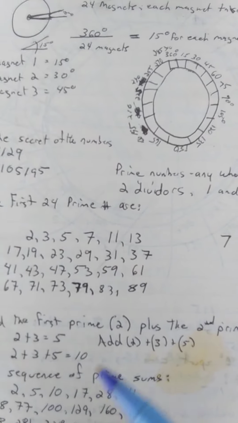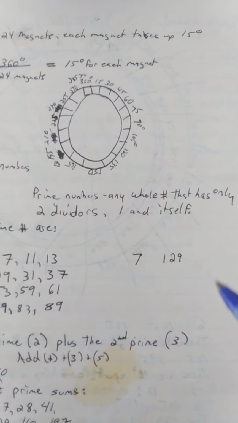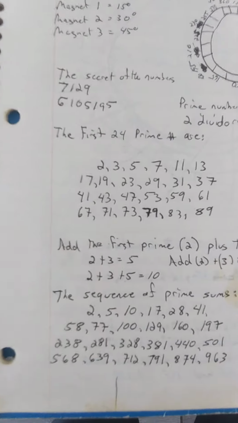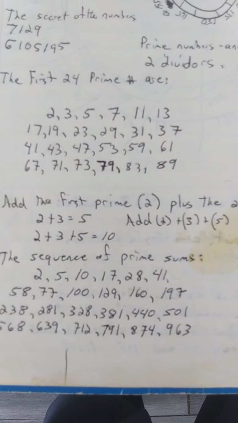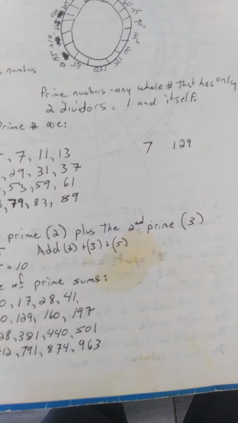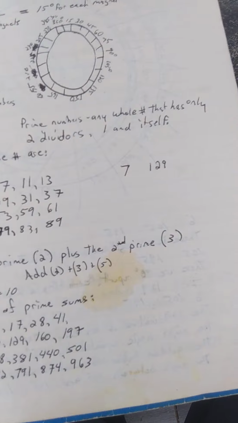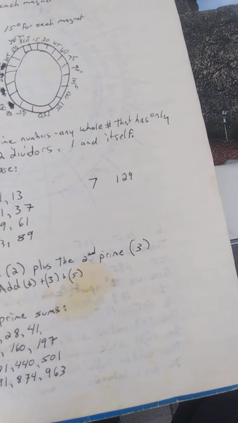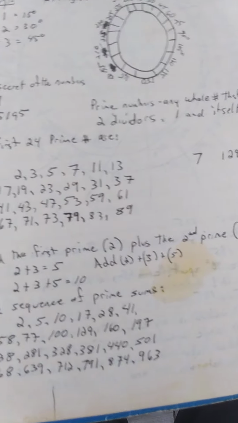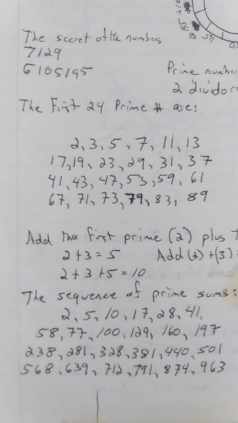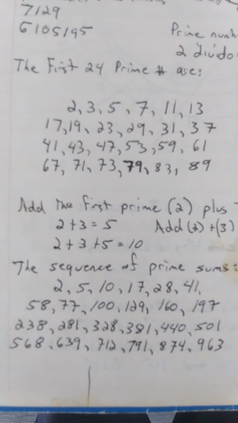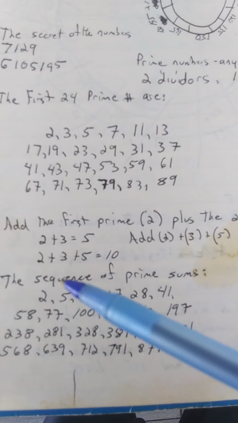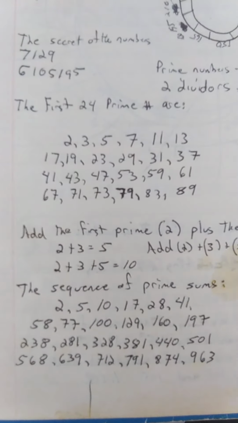When you extrapolate this, you pull your 7 and your 129 out of here. You add the first prime, 2, plus your second prime, 3, and you get 5. Then you take your 2, your 3 plus your 5, and you get 10.